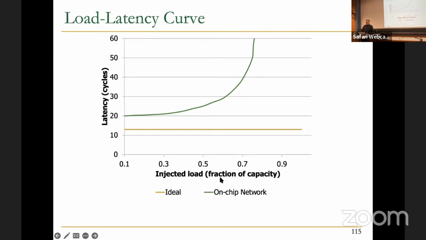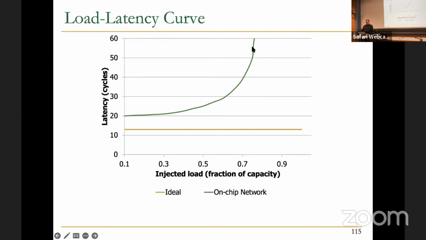People use different metrics. One of them is the number of packets per node per cycle, like how many packets you're injecting into the network. Another metric is injection load as a fraction of capacity. If we know that the capacity of our network is something and we call it 1, this shows what fraction of that total capacity you are using.